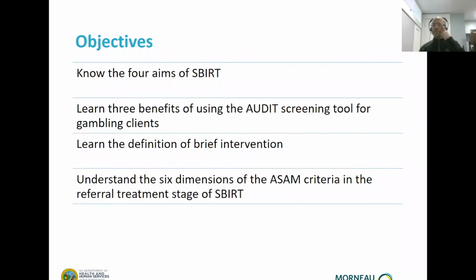I just remembered I do need to go over these learning objectives. There's 4 of them today. The first thing we're going to learn is the 4 aims of SBIRT. Then we're going to learn 3 benefits of using the AUDIT screening tool for gambling clients, because there is a connection with alcohol and gambling that I want to present to you, and why we need to be on the lookout for both. We want to learn the definition of a brief intervention, and we're going to understand the 6 dimensions of ASAM criteria in the referral stage of SBIRT. And as I said, we're going to look at those 6 dimensions through the problem gambling lens.